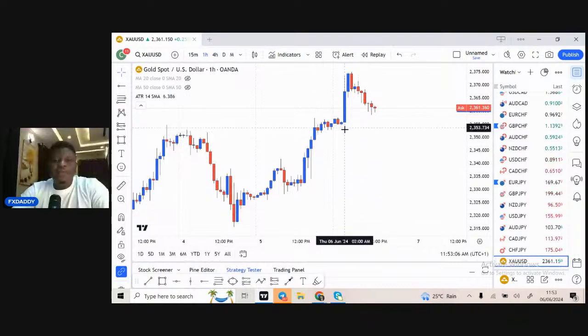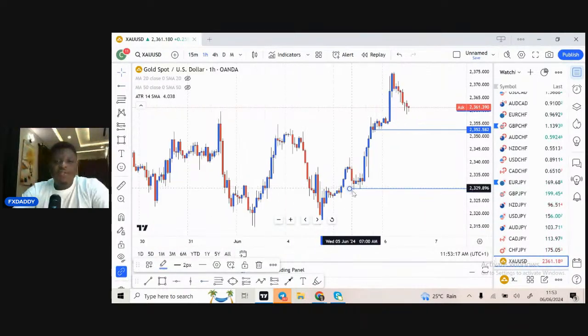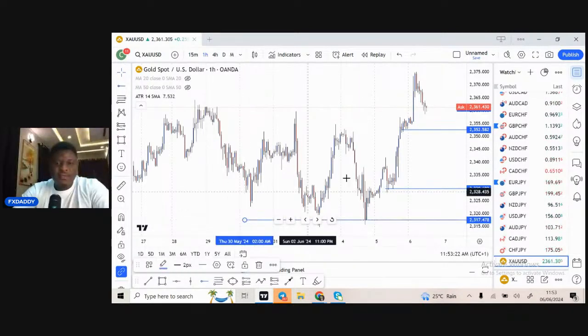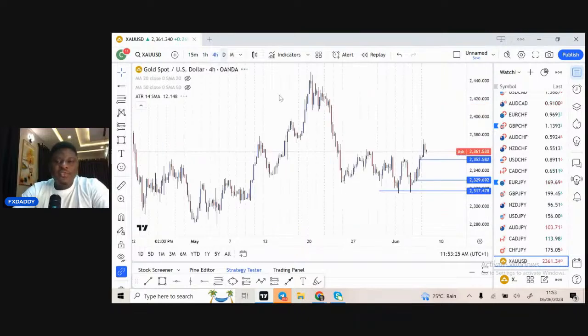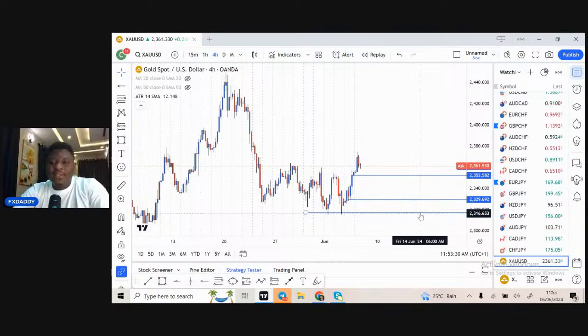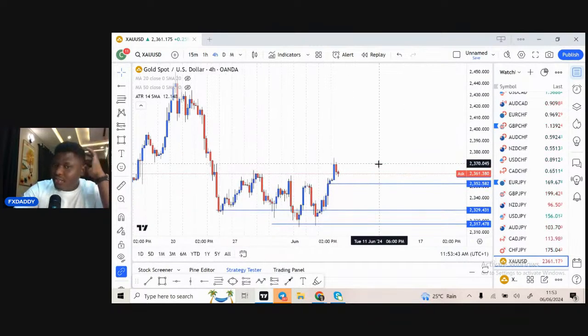On the 1-hour time frame, I'm seeing this minor support level here, and I am also seeing this level here. These are two levels I'll be most interested in to enter a trade on gold. I'm also seeing this one here. Now if you zoom back to the 4-hour time frame, this level at 2329 looks most appropriate for me to trade, if I want to enter a trade on gold, somewhere around this level right here. So I'll be looking for a buy opportunity on gold.